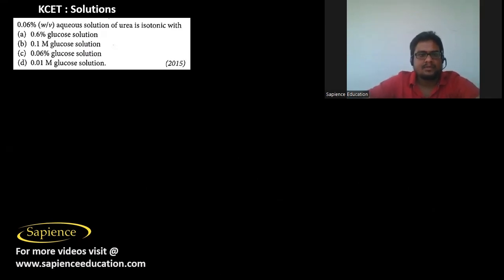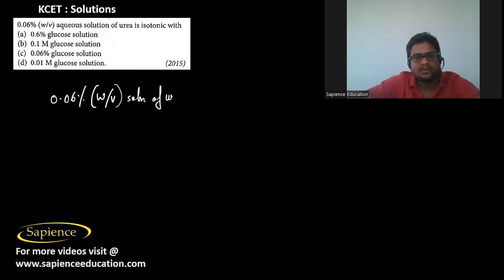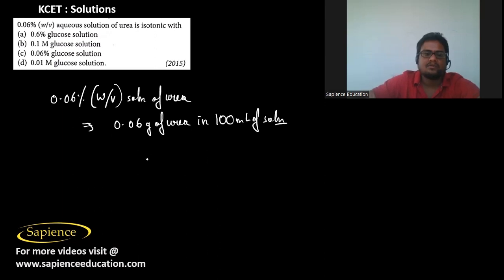Then here it is told that a 0.06% aqueous solution is isotonic with. So 0.06% weight by volume solution, it means a solution of urea. It means that we have 0.06 gram of urea in 100 ml of solution.